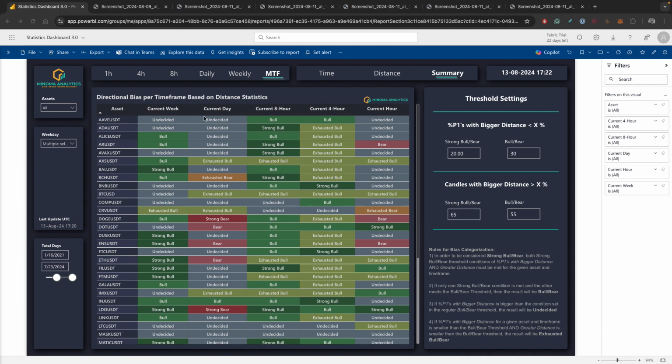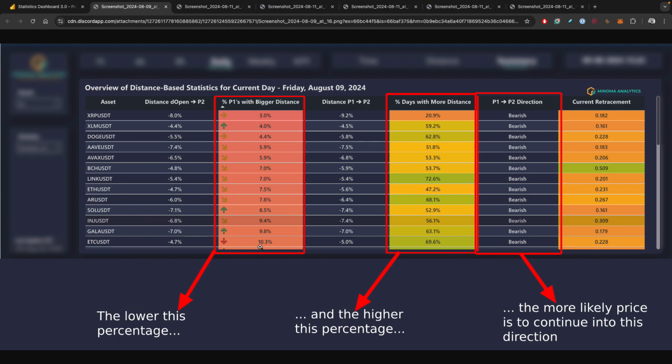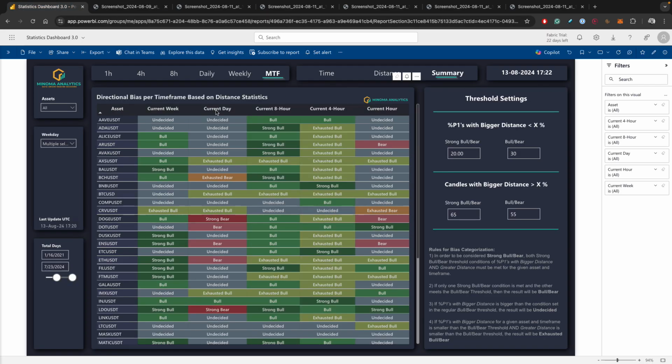And to do that, we're going to recap a little bit of what you saw in the last tutorial. This is the main way we use to determine high probability directions. So the lower this percentage and the higher this percentage, the more likely price is to continue into this direction right here, right? We are using this logic to create biases.